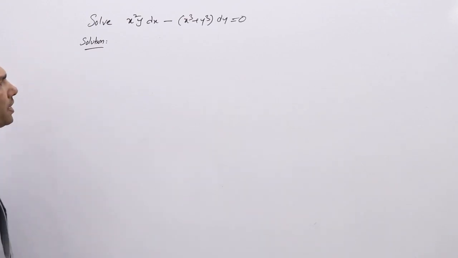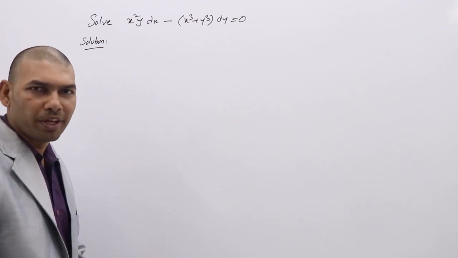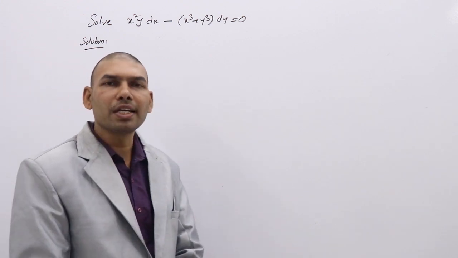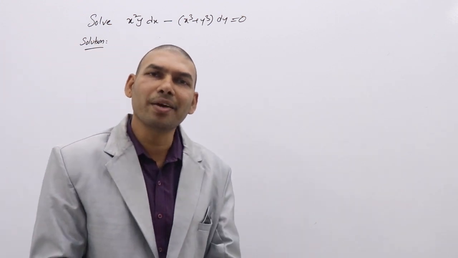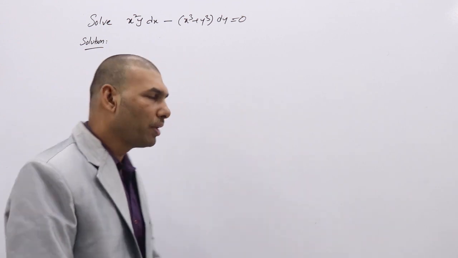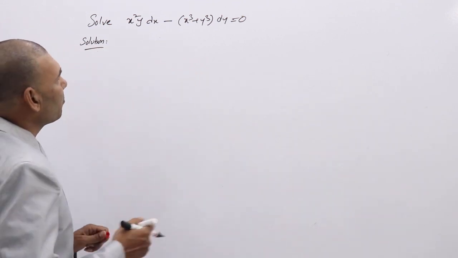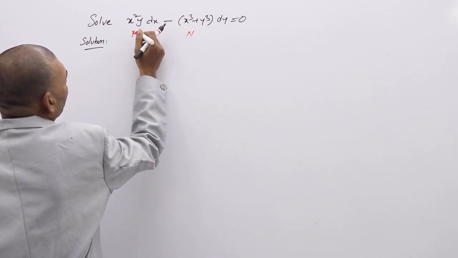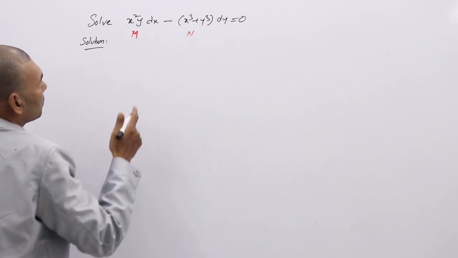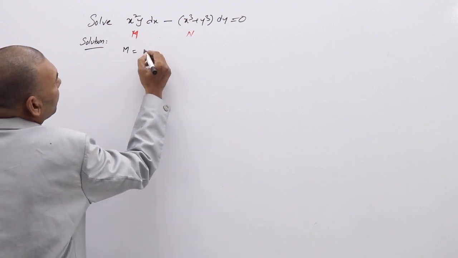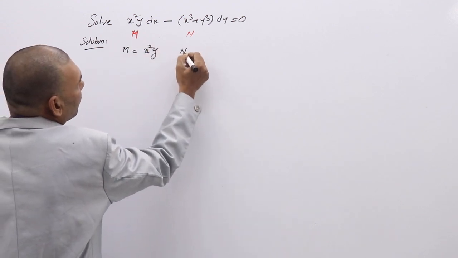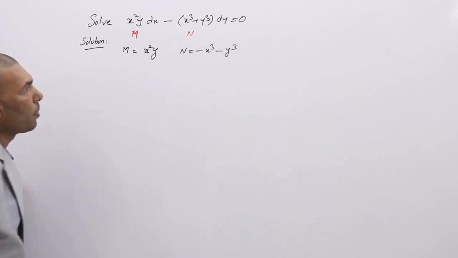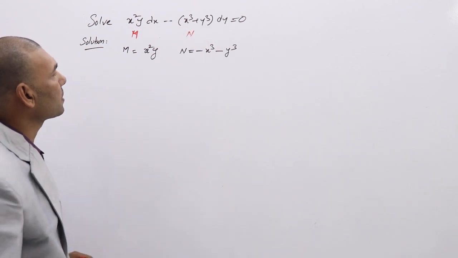Solve x square y dx minus x cube plus y cube dy equal to 0. If you see this DE, you can easily identify that it is in M dx plus N dy form. Immediately after identifying that, simply write what is M and what is N. So, M equal to x square y, N equal to minus x cube minus y cube, minus into plus minus.